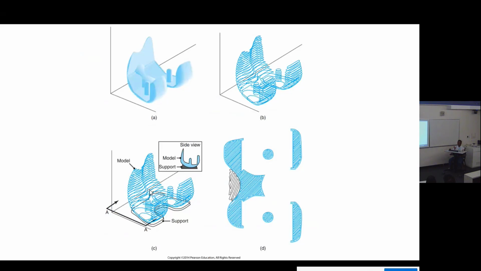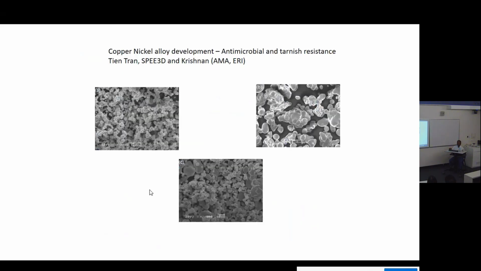Anyway, most companies are now moving into a space where they can make 3D CAD models, which can now be converted into slices, and this can be sliced using proprietary software that is used in 3D printers. Okay, so this is a work that was done with Tien with Speed 3D.